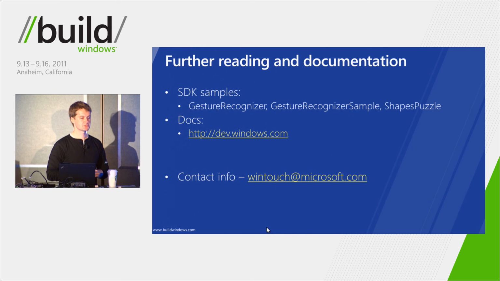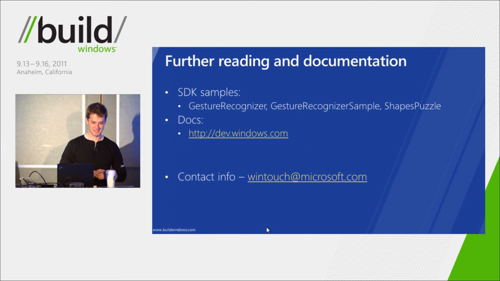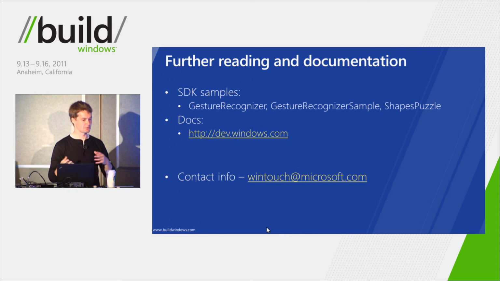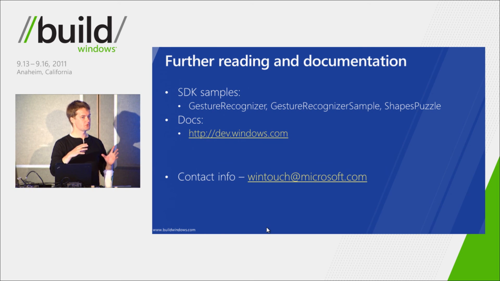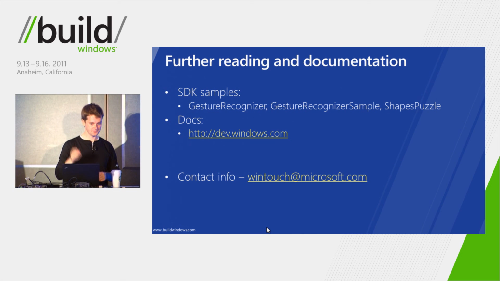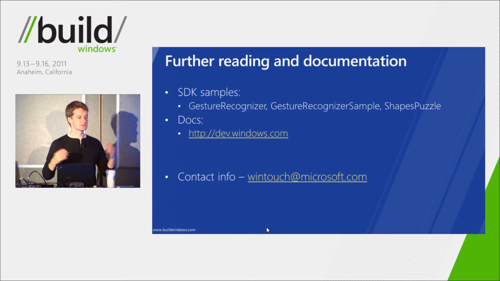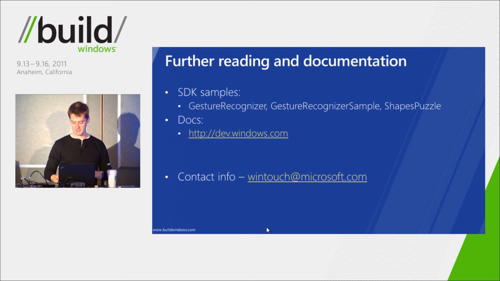A couple other resources, samples. There are the two confusingly named Gesture Recognizer and Gesture Recognizer Sample. We'll try and fix that before we ship this thing. Gesture Recognizer Sample is the one that we talked through today. That's our C++ one that's built on top of Core Window. The one called Gesture Recognizer is a WWA sample that uses SVG and is basically a ball in a maze. You can rotate the maze and bounce the ball through it. And it supports a couple of gestures like tapping on it, press and hold and stuff. Shapes Puzzle is the SDK sample that talks about hit testing. And there's lots of docs available on dev.windows.com.